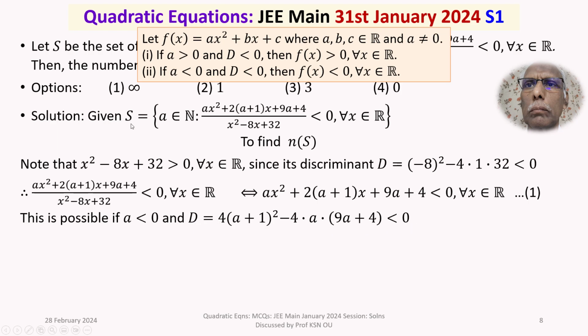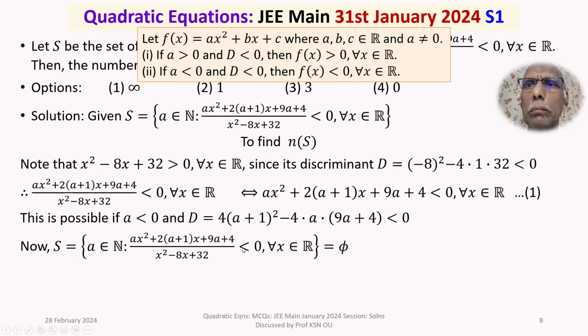But you are asked to find how many values of a belongs to N. This is less than 0 for all x belongs to R, but this is possible only when a is negative. That means it is true for no natural number. Every natural number is positive. For no natural number is this true, because this is possible only when a is negative. So that will tell you S is equal to a belongs to N.